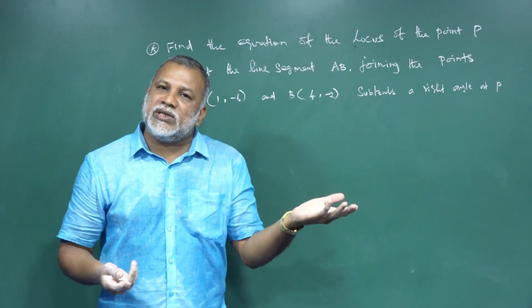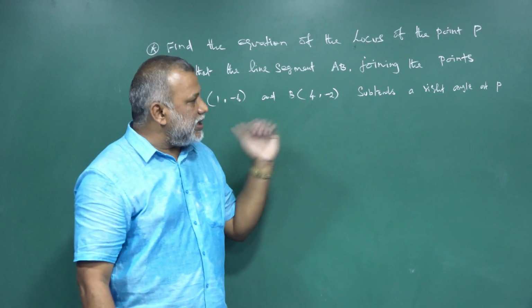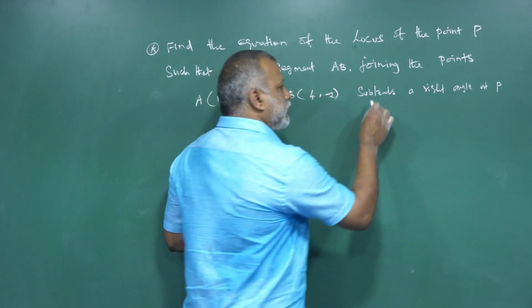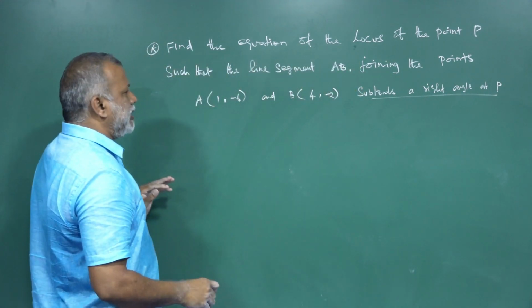In the previous question, what is the condition? AP squared plus PB squared equal to 20. Here see the other condition: subtends a right angle at P. This is the different one. But take down the diagrammatic explanation. What is the diagrammatic explanation?